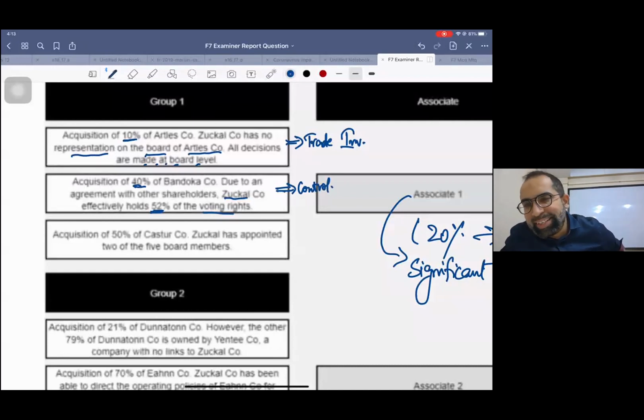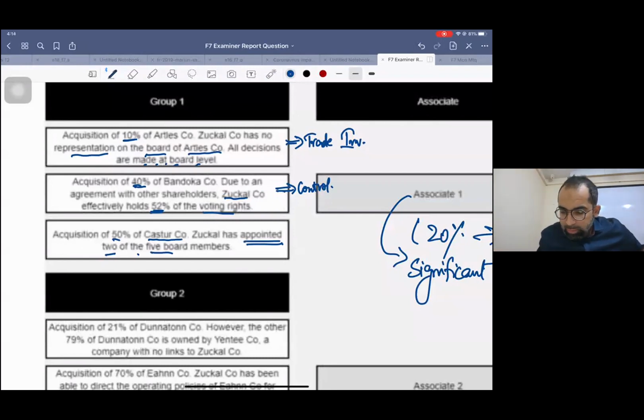So obviously one is left now. Acquisition of 50% of the Castor company. We are Z company. Zuckal has appointed two of the five board members. Yes, out of five members, two belong to us. Yes, we can send our voice. This is our associate. So for group one, the answer is this third company, that is Castor company. Okay.